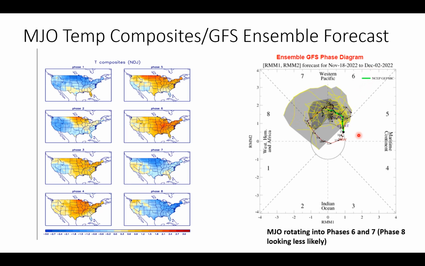One thing I did want to mention before I change slides is, this was looking more promising to go from 6 to 7 to 8, just 24 to 48 hours ago, and now we're kind of seeing a turning of the GFS ensemble, that green line, kind of rotating back towards the null phase, towards the end of the run as we get into early December.